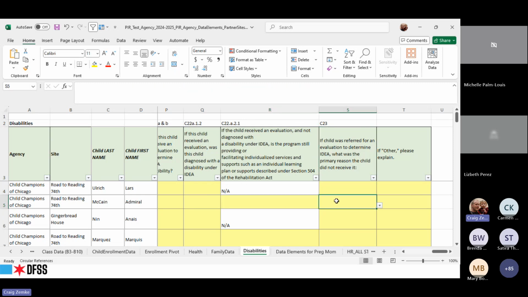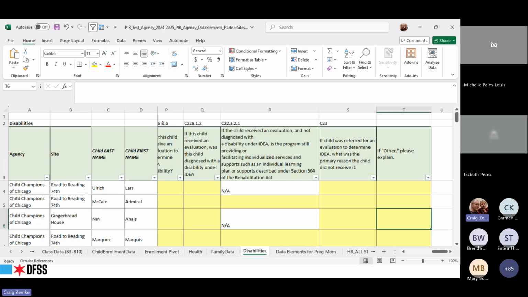If they were not evaluated, so we referred them for an evaluation and never got one, then maybe we don't know why. Like they assigned them to an RTI, which is an alternative, a diversion thing. Or the parents refused the evaluation. It's pending or not yet completed. Or if it's not any of those, it's other, and then we need you to type in what you mean by other, because we're going to have to summarize that when we submit the PIR, in a little text box.